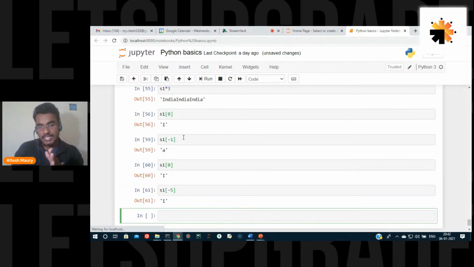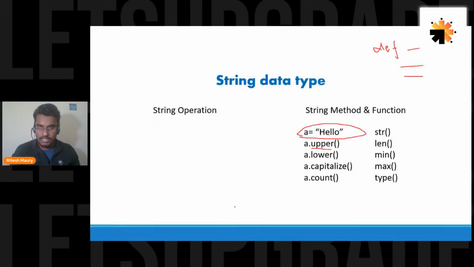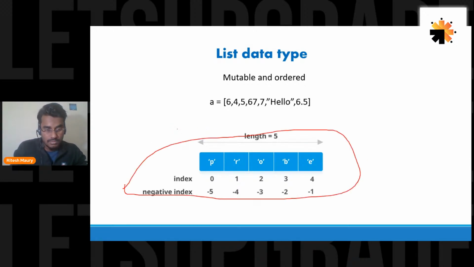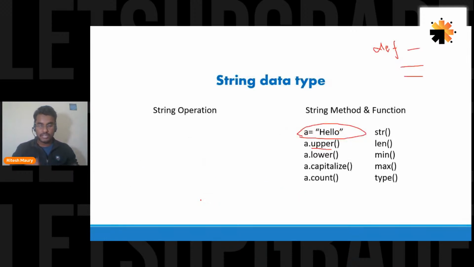So this one is positive indexing, this one is negative indexing. I think I didn't share any diagrams. It's a list, but don't think about the list here. String in every programming language is indexed the same way, and every data type has the same indexing. Positive 0, 1, 2, 3, 4, and negative indexing minus 1, minus 2, minus 3, minus 4. So let's finish this. I think we did the operations. Let's finish these methods and functions.